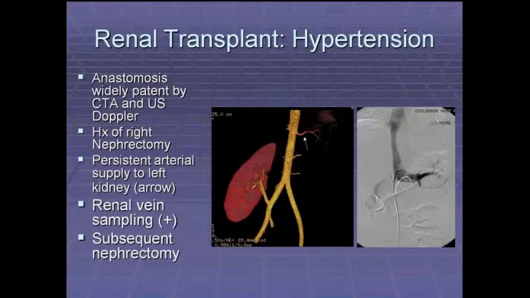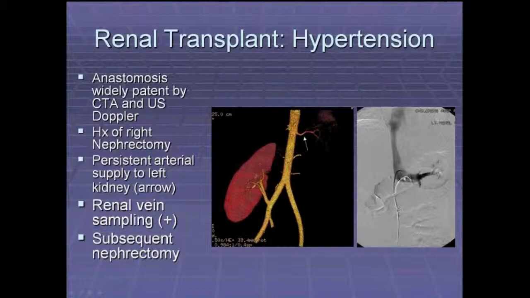So in this case, the CTA shows that the renal artery is really widely patent and that there was still an accessory renal artery to a native kidney. The child had a history of nephrectomy on the right, but they didn't remove the left. So they were concerned that the transplant was the etiology for the hypertension. The Doppler, as well as the CTA, showed that the renal artery really was wide open. But I noticed that there was this residual renal artery perfusing the nubbin or residua of the left native kidney.